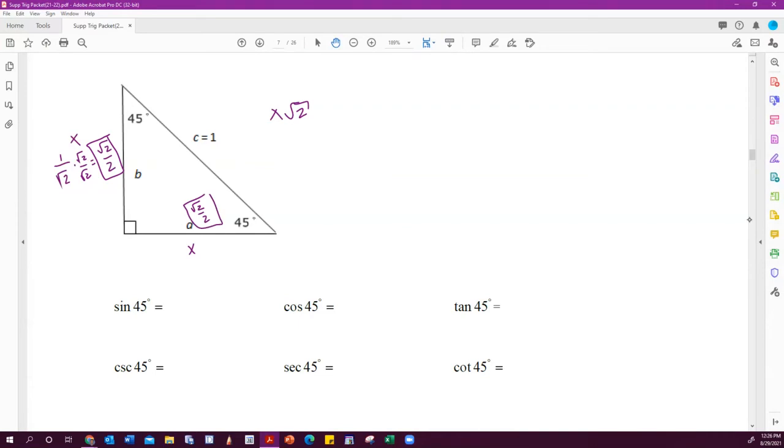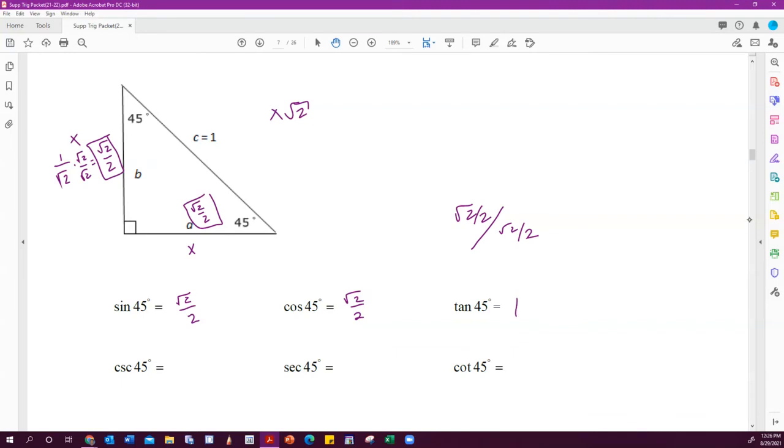So, sine of 45 degrees, opposite over hypotenuse, is rad 2 over 2. Cosine 45 is also rad 2 over 2. Tangent 45 would be the sine over the cosine, or the opposite over the adjacent, and that's rad 2 over 2 over rad 2 over 2, but that of course is just 1.